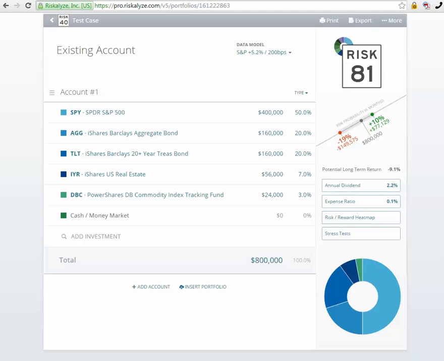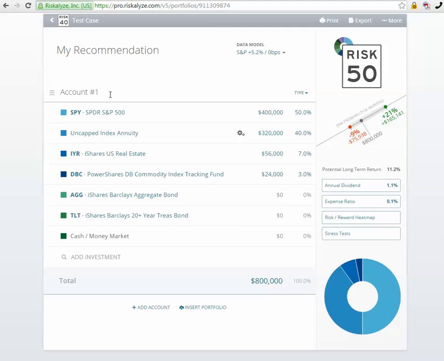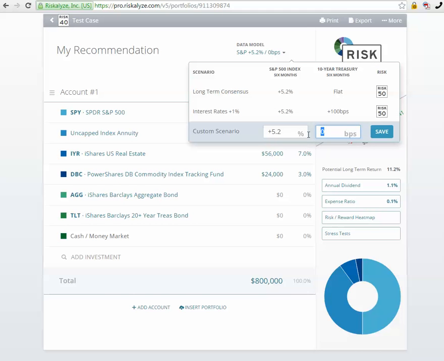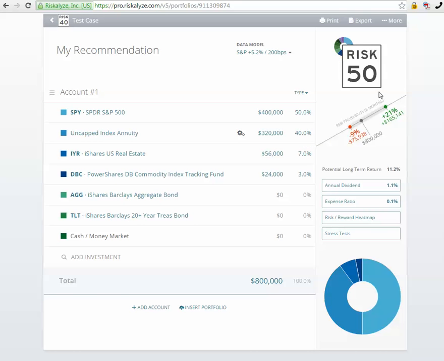Then I can take my recommendations and I can say, well, let's keep your S&P exposure, but we're going to take 40% of your assets, or basically your 2 bond positions, and just move those into an uncapped index annuity. We're leaving a little bit of real estate, a little bit of the commodity exposure there, same dollar amount. That portfolio has a risk rating of 50, but when we increase interest rates and stress test it for interest rates, nothing changes. Pretty compelling argument that they're better off using an uncapped index annuity as opposed to the bonds.